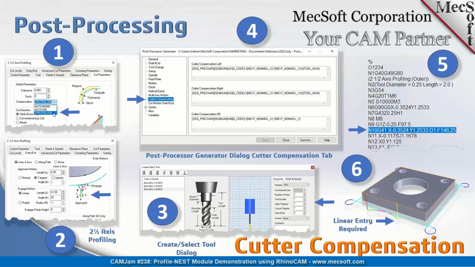And then at the end, you'll see a G40, which will turn it off again. And again, number 6 is just an example. If you want to enable cutter compensation, we have the entry motion set to linear. So if you look at the yellow line, that's where it's plunging down from the clearance plane.